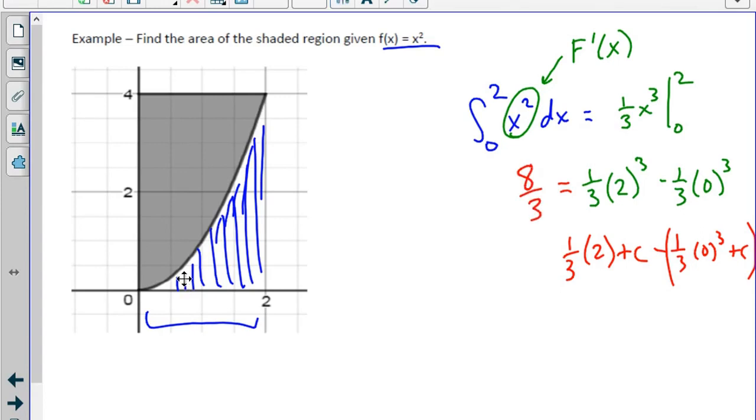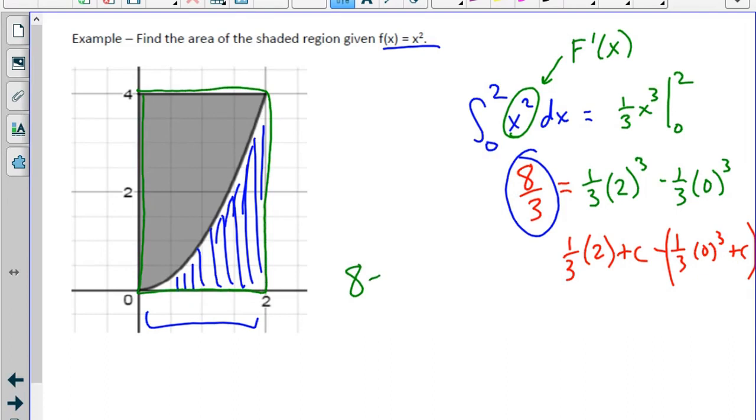That, once again, is not the answer to this question. This 8/3 represents the blue shaded area. So to find the actual shaded area, I have to figure out the area of the rectangle. The area of this entire rectangle is 8, and then I subtract the blue shaded area because I'm not counting that. So 8 minus 8/3 is 24/3 minus 8/3, or 16/3. So my answer to this question is 16/3.